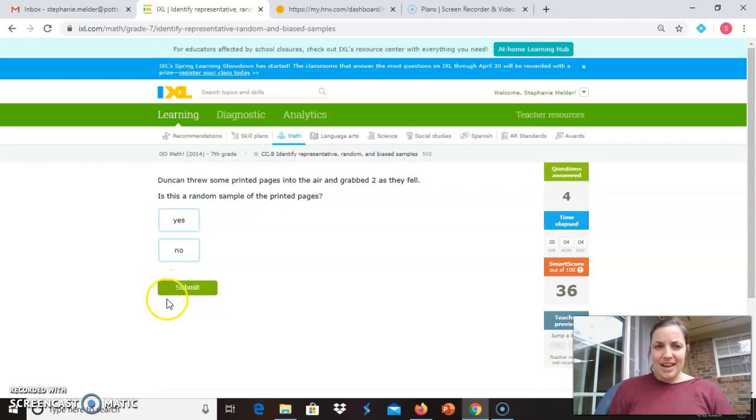One thing to remember here, a new word you might see is this word representative. Just know that that really correlates with that word random sampling. It gives us a good sample of whatever data it is that we're trying to collect.